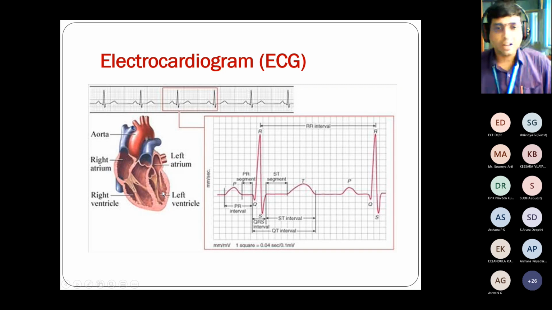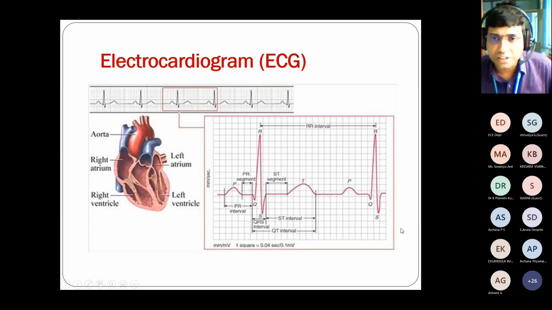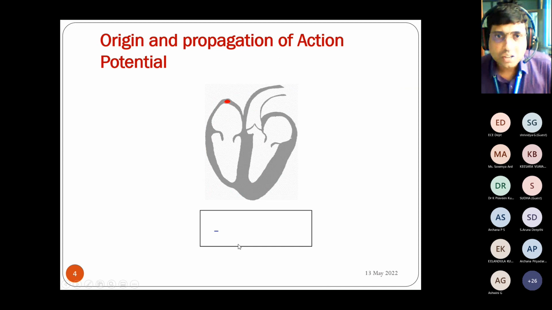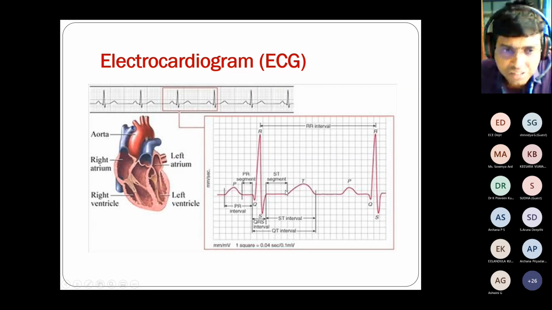And as a result of this electrical activity, we will find P, Q, R, S, T, and U waves, as can be seen here. Okay, so I'm just going to explain. Yeah, this is a PQRST we can see in the ECG.